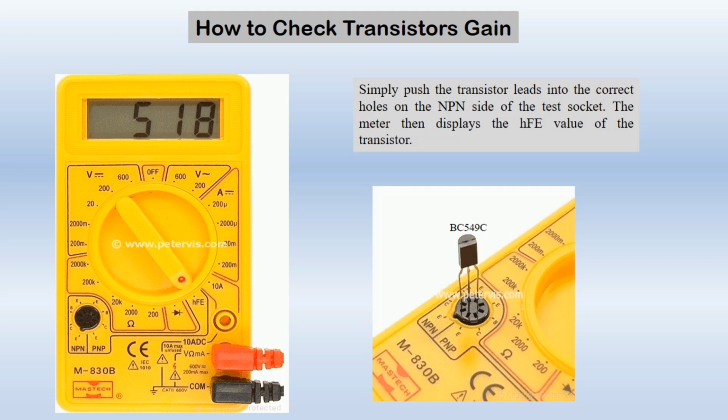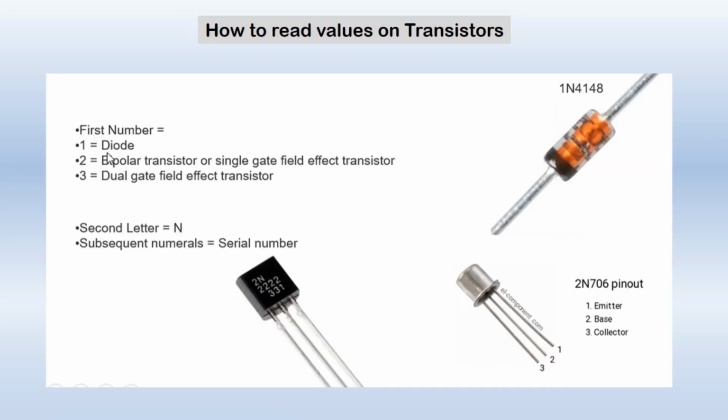So in this way you can check two things. You can check the gain of the transistor. You can also check whether a transistor is of NPN type or PNP type. Next, let's see how to read the values on the transistor.